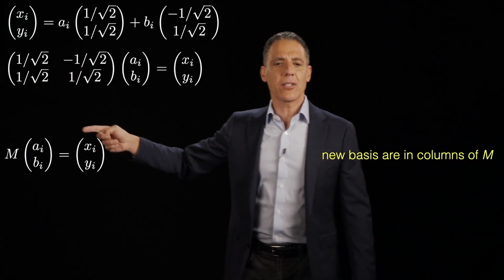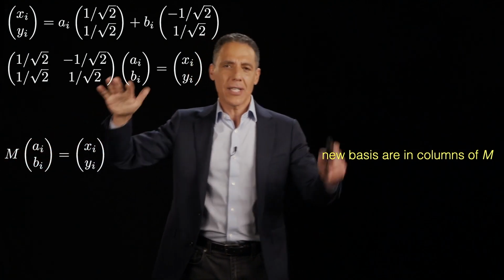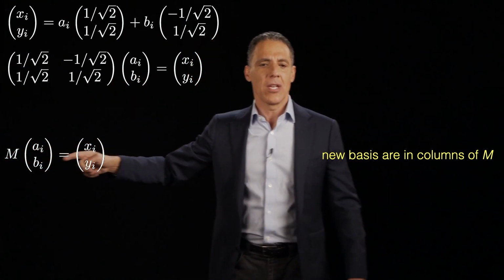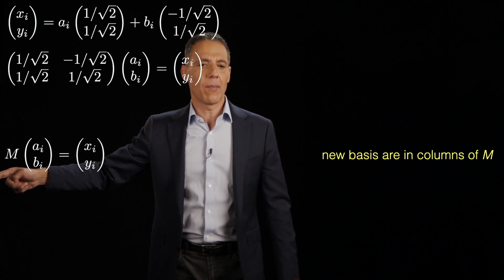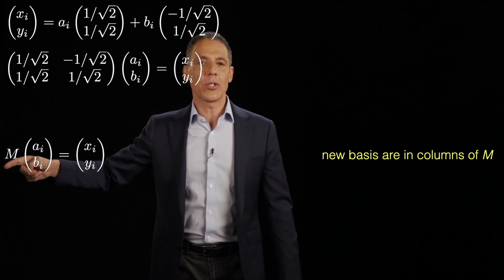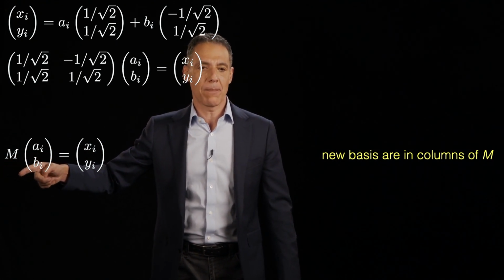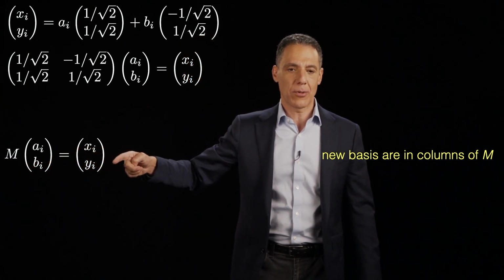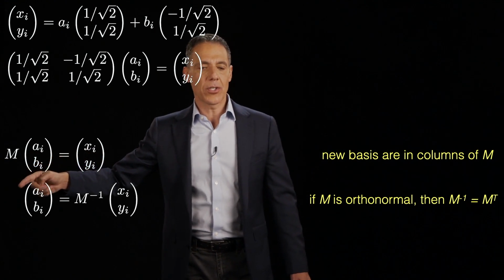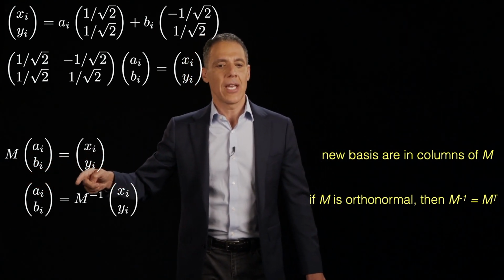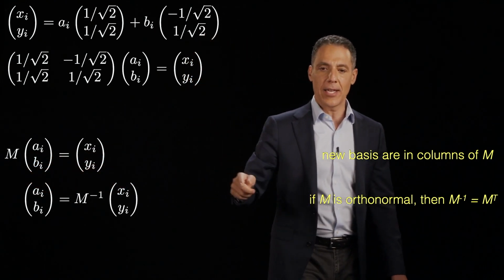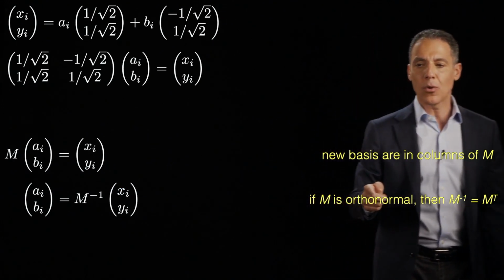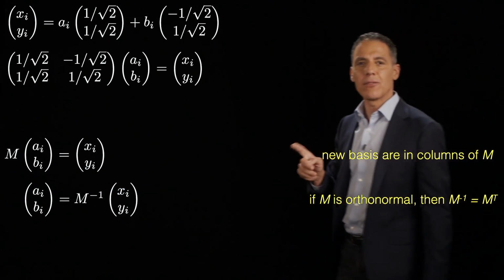And let's remind ourselves, let's walk through the general case of this first. What we're going to do is take our new basis, which is going to be in the columns of matrix M. This is the representation we're trying to solve. This is the old representation. And what we're going to do is just invert the matrix. Now, that's what we just did with the exercise. Now, remember that if M is orthonormal, then M inverse is what?